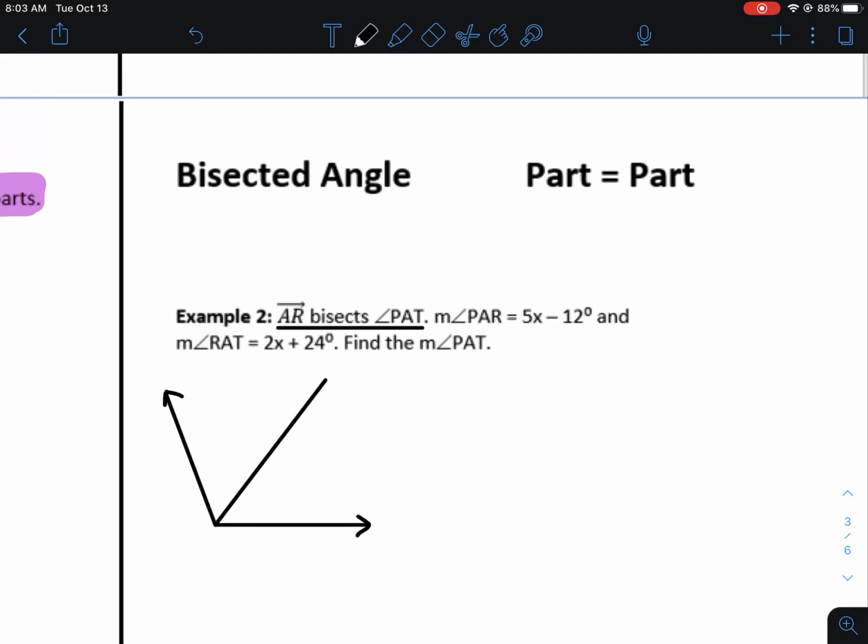All right, so try your best to draw this line in the middle. So it says this is angle PAT, that's the whole thing, and then AR bisects it. AR cuts it in half. So our key word here is bisects. Don't forget that means to cut in half.